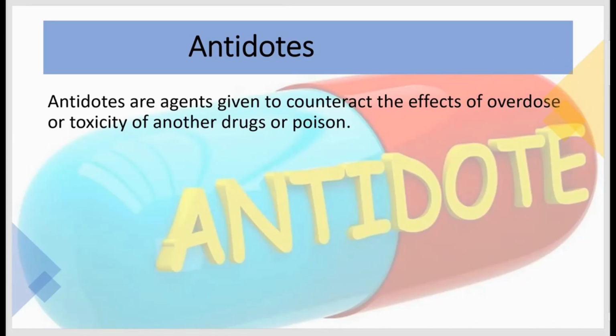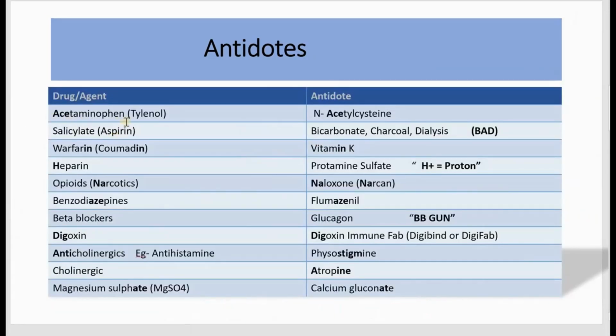So antidotes are agents. They are substances or medicines given to counteract or reverse the effects of an overdose or toxicity which is caused by another drug or a poison. Now let's see a list of antidotes. First is acetaminophen or Tylenol. It is used as an analgesic or antipyretic, that is, used to treat fever, and the antidote is N-acetylcysteine. So both the drug and the antidote begin with the letters ACE in it, ACE.